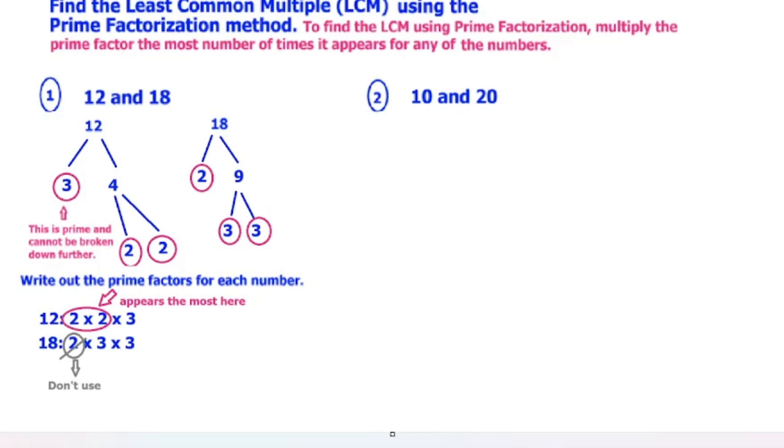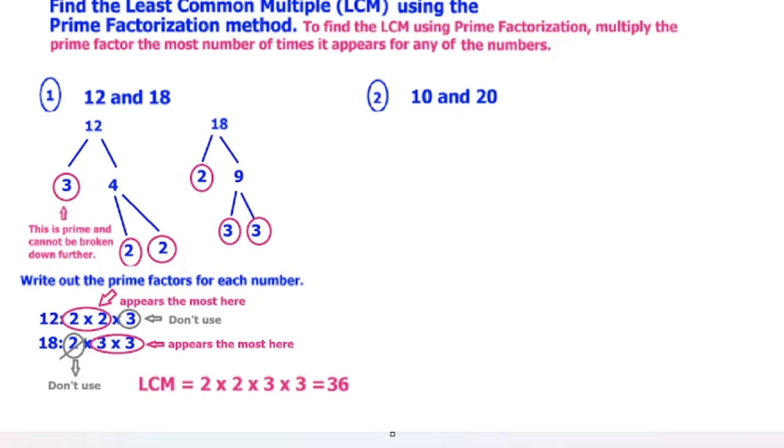Now let's look at the other one. So 3 is a factor and it appears most often here, so we keep these and we don't use this one. So now the least common multiple is 2 times 2 times 3 times 3, which equals 36. And that's how you do that one.